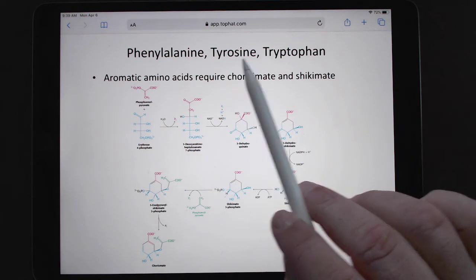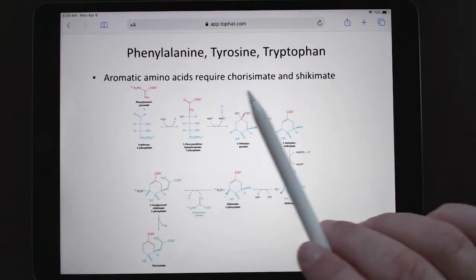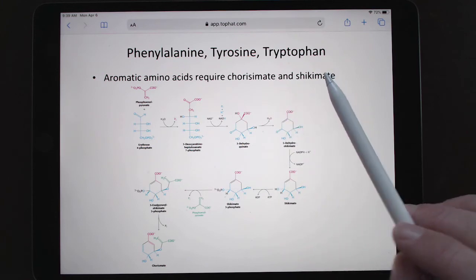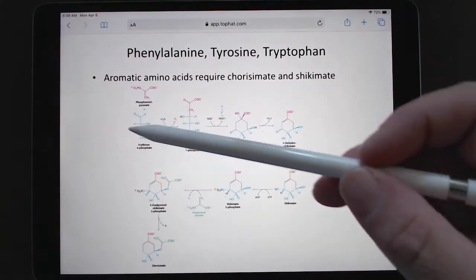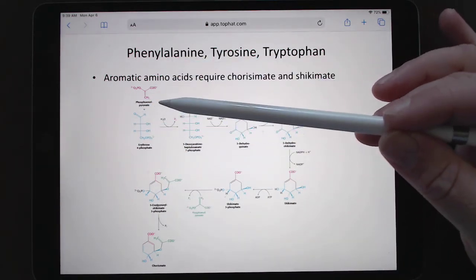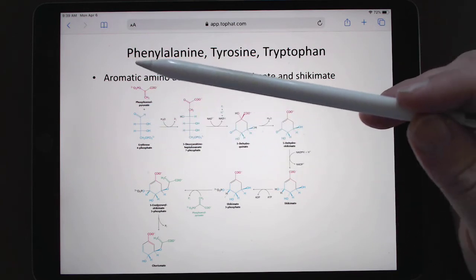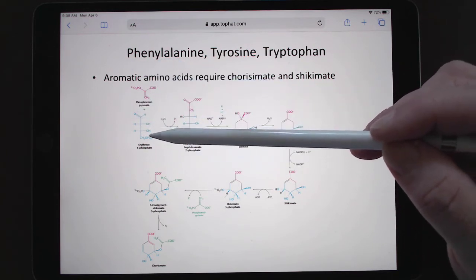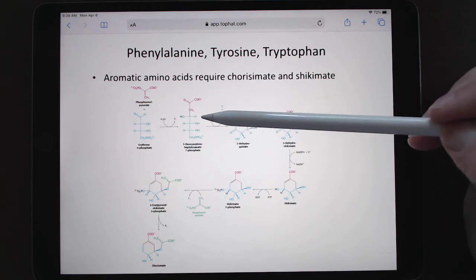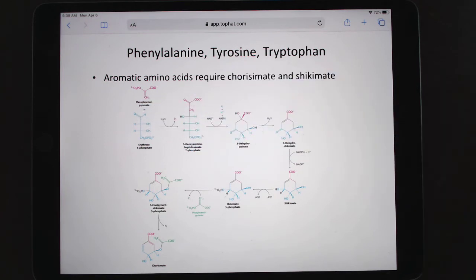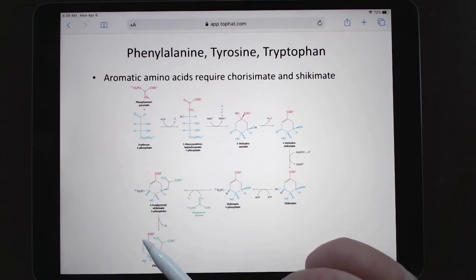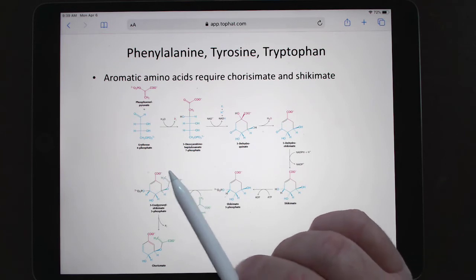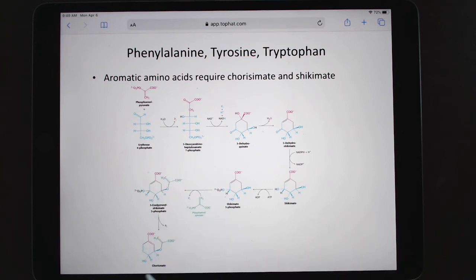Okay, so phenylalanine, tyrosine, tryptophan. These are actually going to use what's called chorismate and shikimate. These are very complicated processes where you hook two sugars together, phosphoenolpyruvate from glycolysis, and erythrose 4-phosphate from the pentose phosphate pathway. If you hook those together to make a 6-carbon sugar, you can then cyclize that around, and it's a process of trying to form the benzene ring. Then another phosphoenolpyruvate is going to come in to add this part in here to make the chorismate.